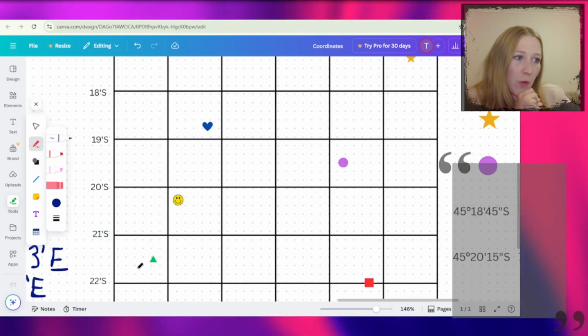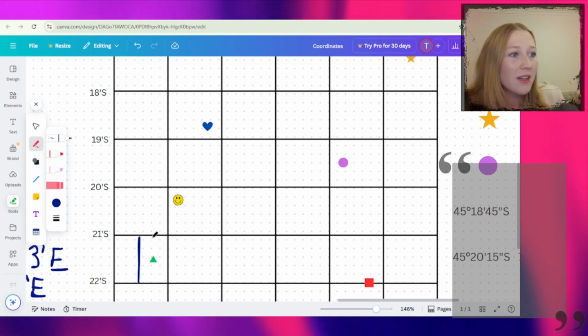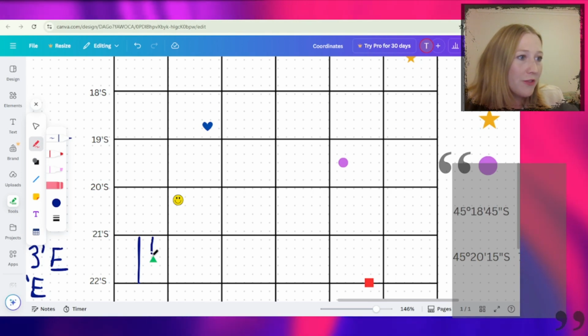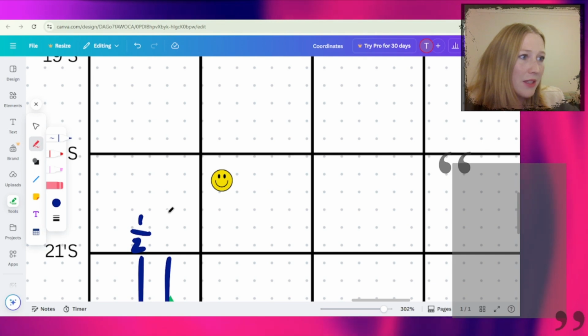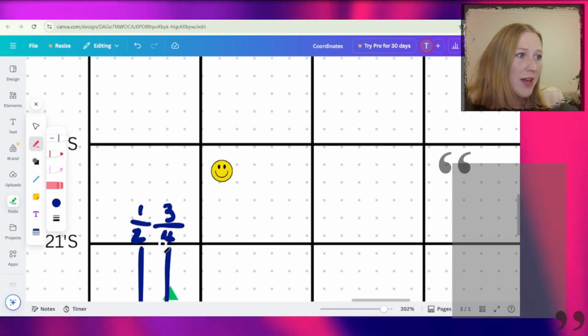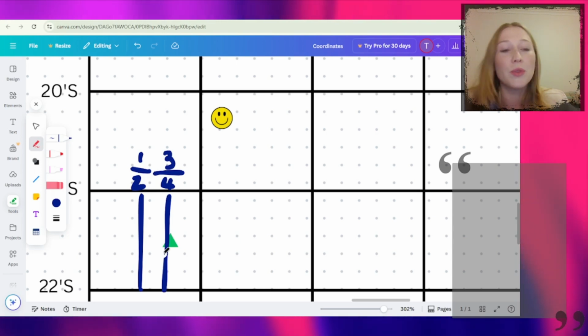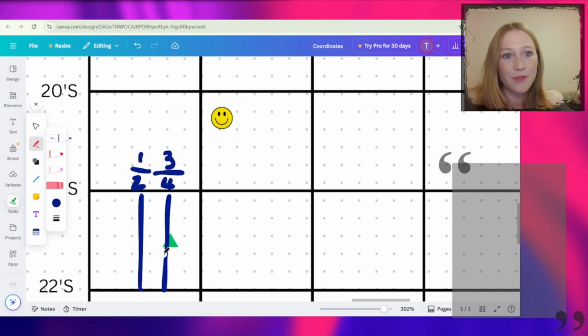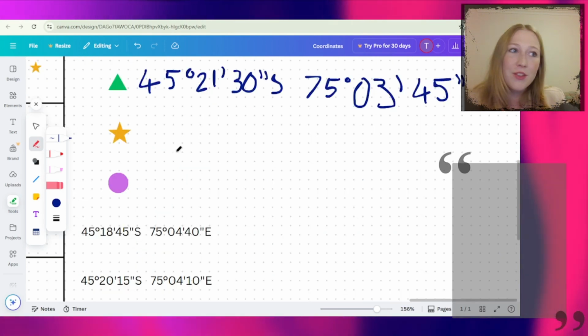It's more than halfway, right? If this is half, and then this is a half of that half, that means that this is then 3/4, right? If it's a half of a half, then that line is 3/4. So if we have 3/4, a quarter is 15, 3/4 will be 45. 45 seconds east. Great. Then the star.